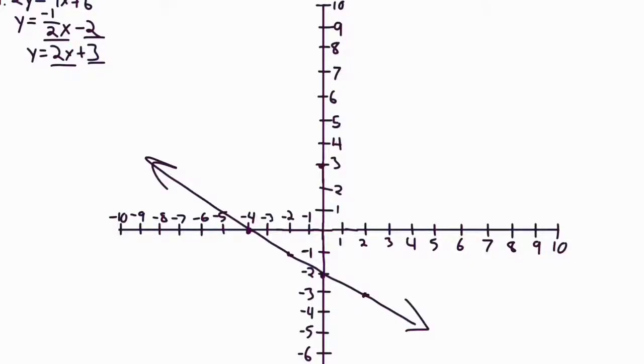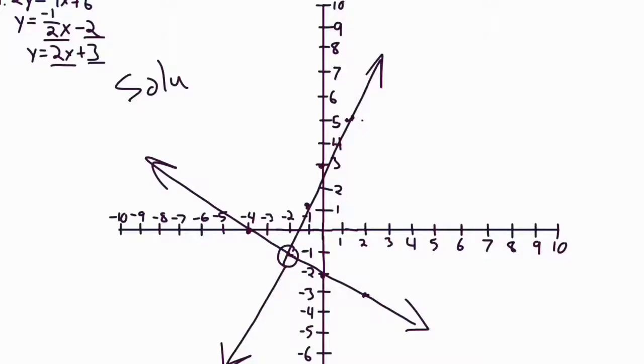Now for the second one, it would be going up 2 and to the right 1. And then you could do it the opposite way by going down 2 and to the left 1. And you do that until you get to the other line where it would intersect at 2, 2, which is actually the solution.